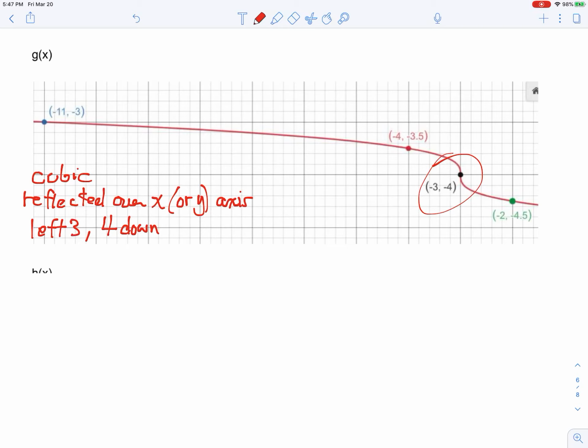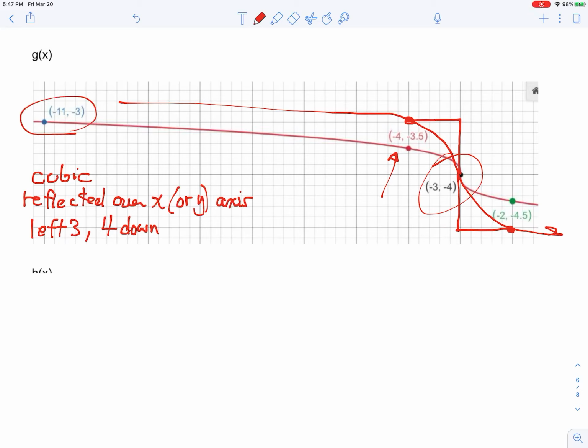Now, again, the hard part is the dilation. And I usually put in what normally happens to the parent function, this cubic. It would be 1 over and 1 to the right, 1 over 1 to the left. So my normal parent function, if it wasn't dilated at all, would be something like this. But now I'm contending with different points, (-4, -3.5), and then (-11, -3).